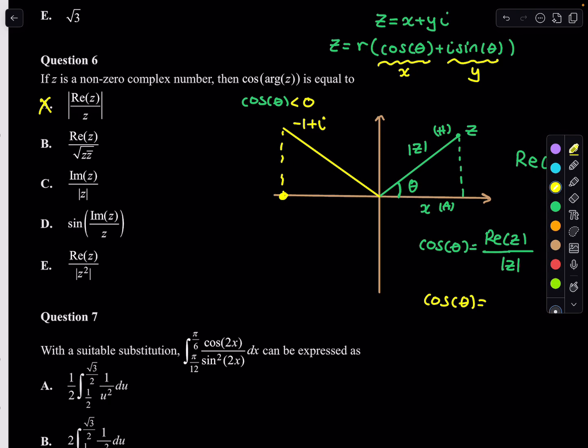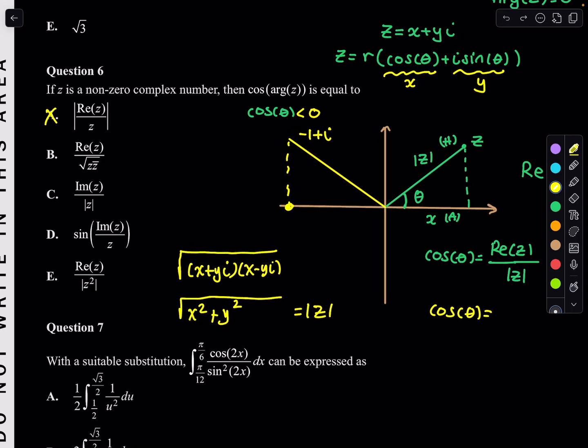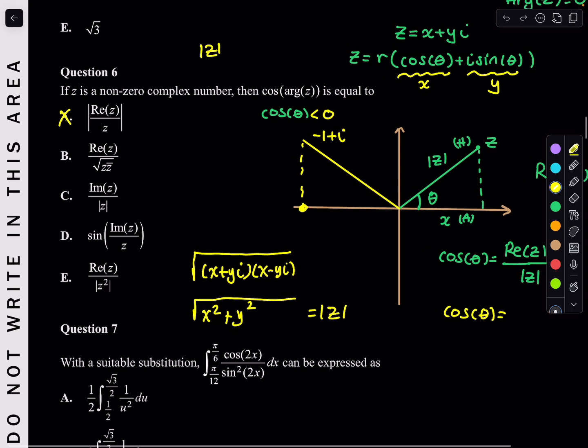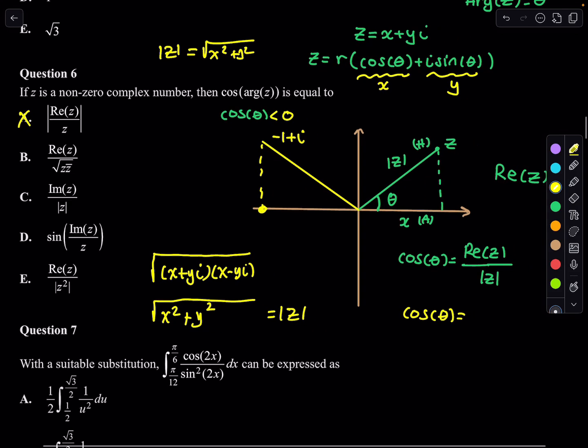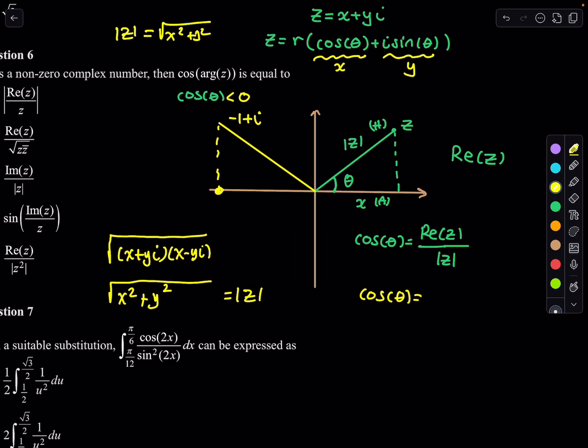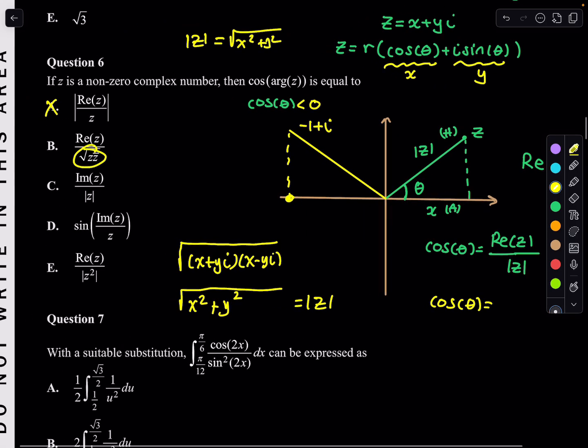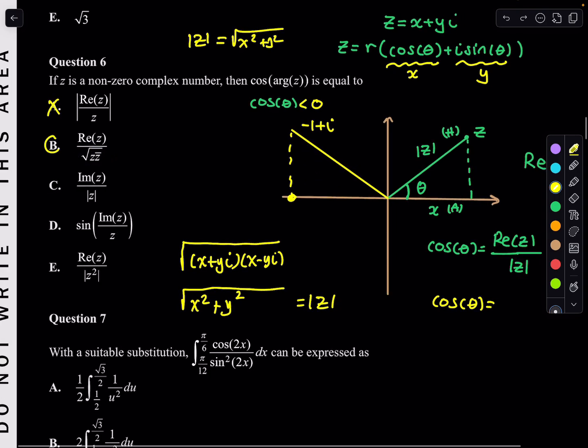B, real of z is square root of z times conjugate of z. Well, okay, what's the square root of z times its conjugate? We consider z as x plus iy, and the conjugate is x minus iy, so expanding that would give us x squared plus y squared. And isn't that how you find the magnitude of z? It's the square root of x squared plus y squared. So this part over here is the same as the magnitude of z. So it's actually B as your answer.